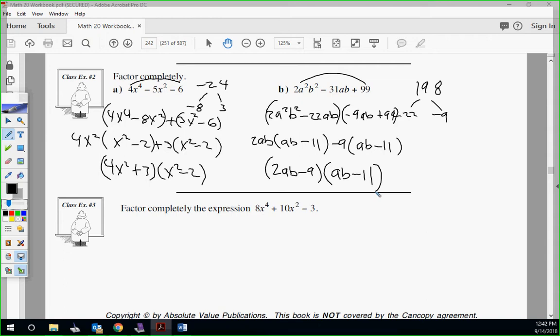Okay, factor completely the expression 8x^4 plus 10x squared minus 3. Okay, why don't you guys just give this one a shot, see if you can do it. All the way, I'm going to say all the way. See if you understand what that means. All right, so put the answer first, and then we'll just see how you guys did. This is the fully factored answer.